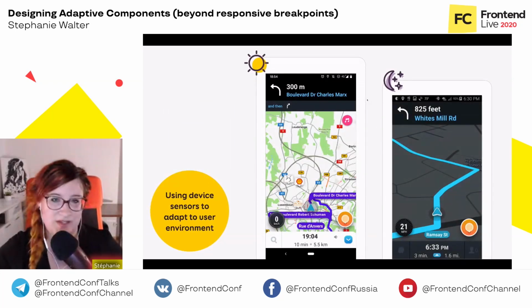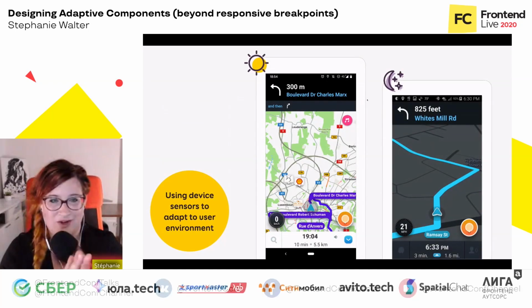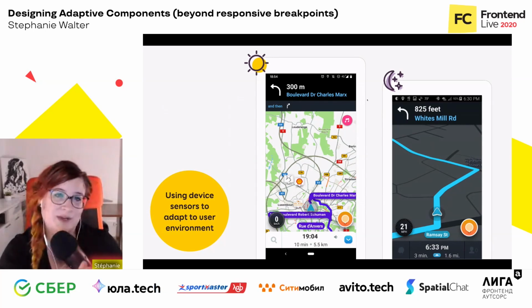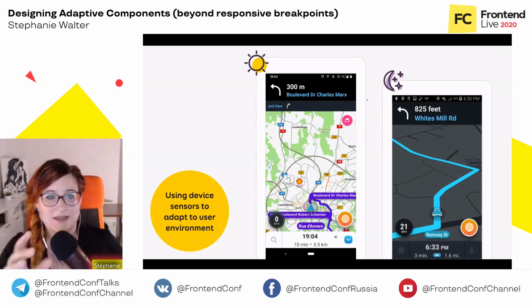Also, remember that mobile phones especially have a lot of different sensors. So we could imagine using those device sensors to adapt to user environment. If you take a look at most of the current GPS applications, for instance, they are able to detect if the user is in a tunnel, using GPS, but also usually ambient light in the car. They're able to switch the interface to dark mode, to avoid having this super bright interface in your eyes while actually driving in a dark tunnel.